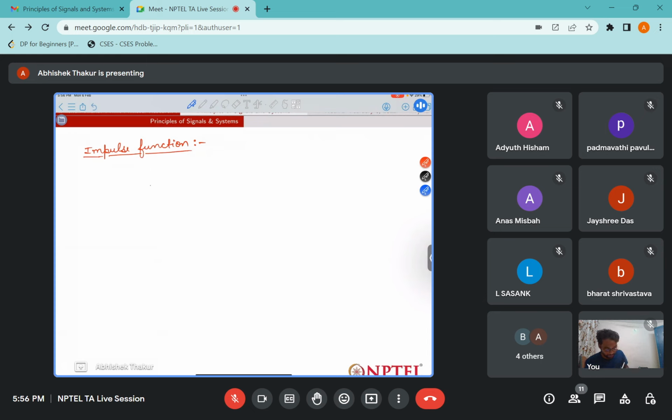So what is the impulse function? Del t is equal to 1 when t is equal to 0 and it is 0 otherwise. This is just a simple definition, but we will see what actually it is.